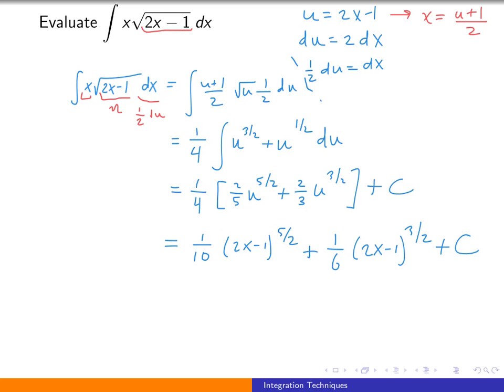So once again, just to reiterate, when applying a u substitution, if you have leftover x's that you need to express in terms of u, the thing to do is to go back to that substitution. The substitution gives you the relationship between the variable u and the variable x.